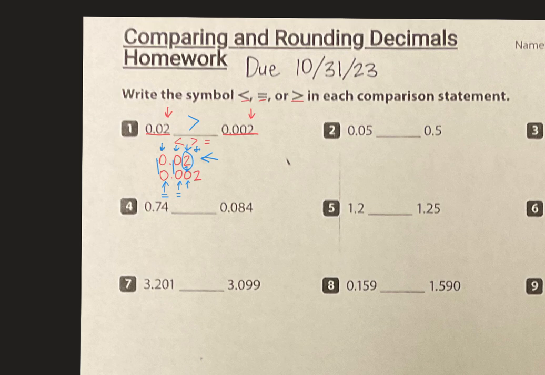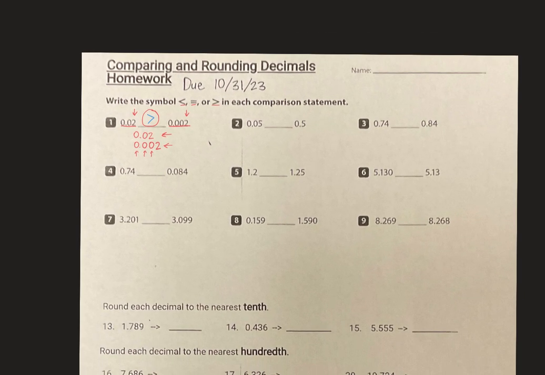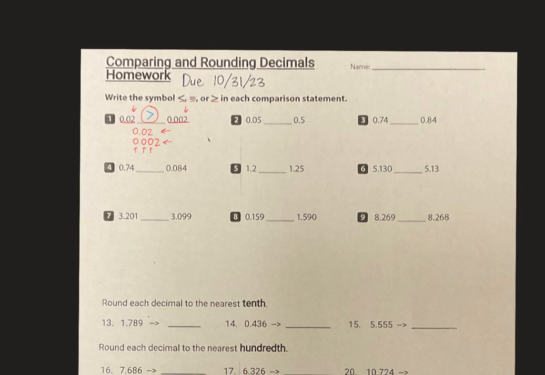Okay, and I know that looks like a big jumbled mess, but really all you need to know is whenever you write it out in place value like that, you line up the place values. You have 0.02 and 0.002, because that's 2/100ths and 2/1000ths. You just move one place value at a time until you find a difference, and whichever one is greater, that whole decimal number is going to be greater than the other. So 2/100ths is greater than 2/1000ths. And so this is the symbol that we must use. And so you guys will finish up 2 through 9 on the comparing.